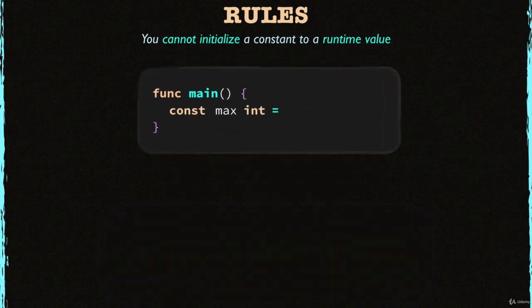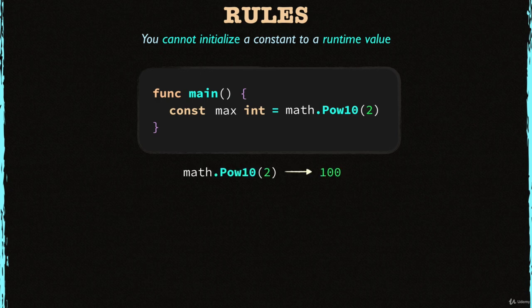Second rule, you can't assign a runtime value to a constant. Let's initialize this constant by calling a function. The Pow10 function is from the math package. It calculates the 10th power of the given number. For example, if you pass 2, it will return 100. Or if you pass 3, it will return 1000 and so on.